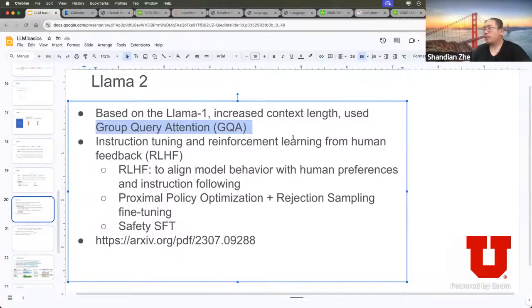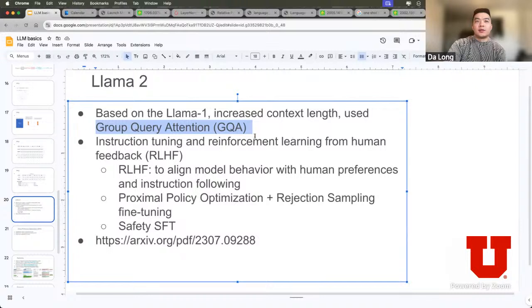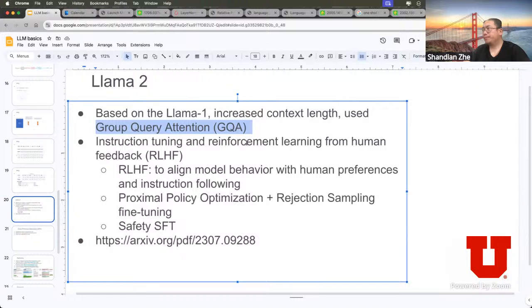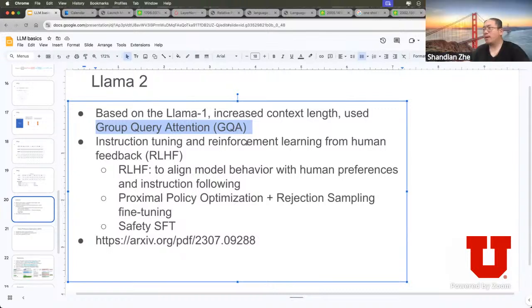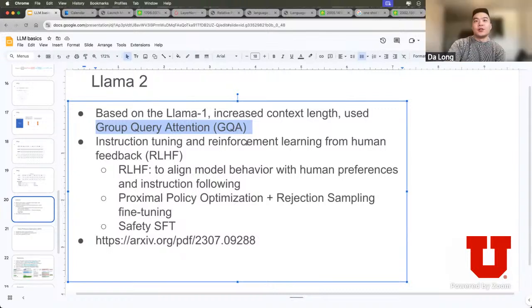So you mean they use the same query for every group? They first group the query embedding, right? And then for each group they use a single key and value embedding. Oh, it's like they reduce the number of keys and values. What's the difference from multi-head? It's like a smaller multi-head attention. Yeah, it's smaller.